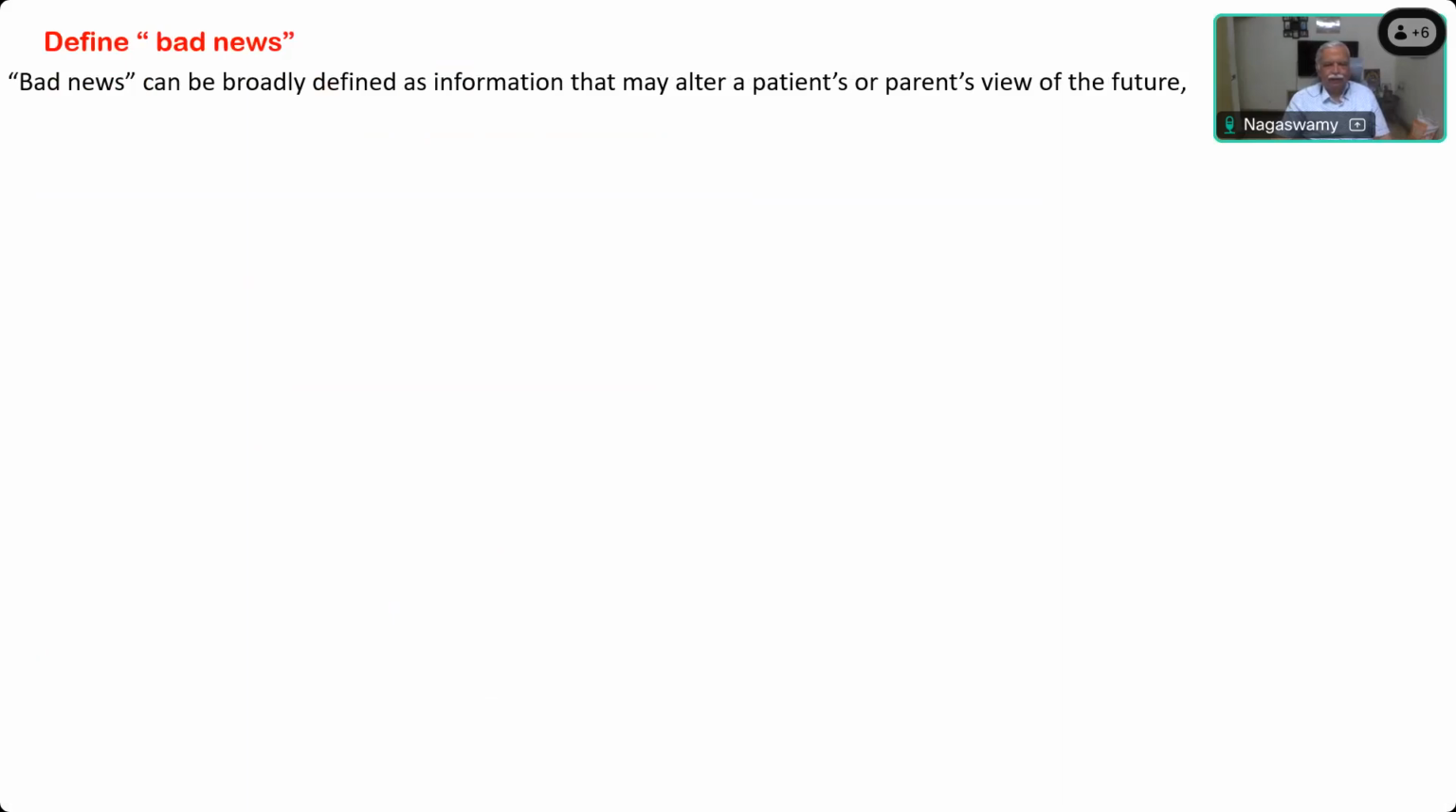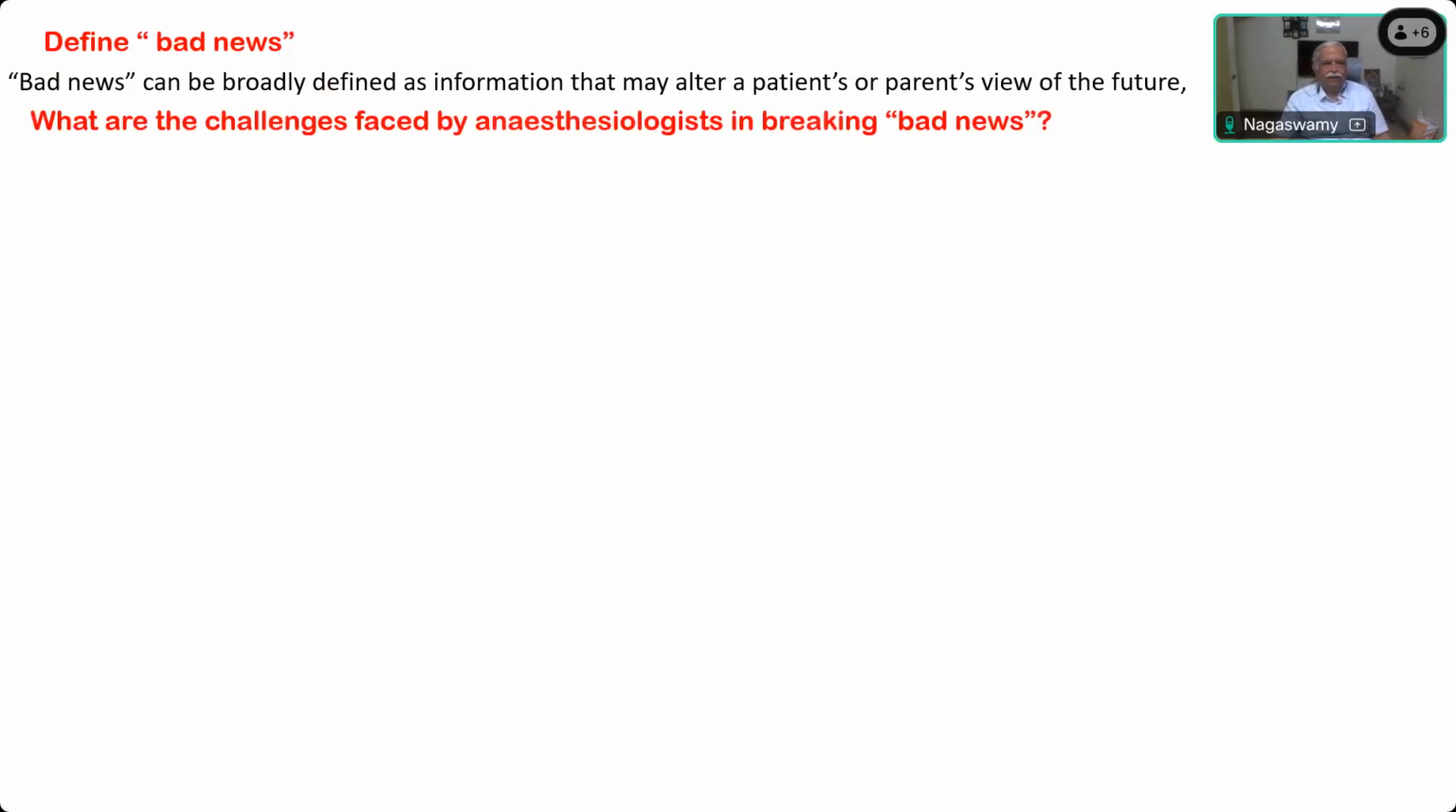So when you say something bad, it's going to affect the future of either the patient or the relatives. Instead of parents, it can be their kith and kin. What are the challenges faced by anesthesiologists in breaking bad news?